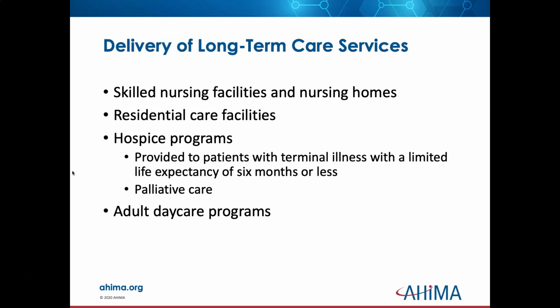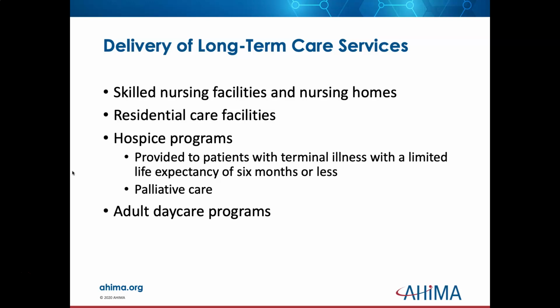Delivery of long-term care services, you have those skilled nursing facilities or SNFs and nursing homes, residential care facilities. There's also hospice, and that's provided to patients with terminal illness of a limited life expectancy of 6 months or less. And there's also palliative care. Palliative care is very helpful for those who have chronic diseases and may have a lot of pain associated with them or difficulty. Palliative care can give them relief.